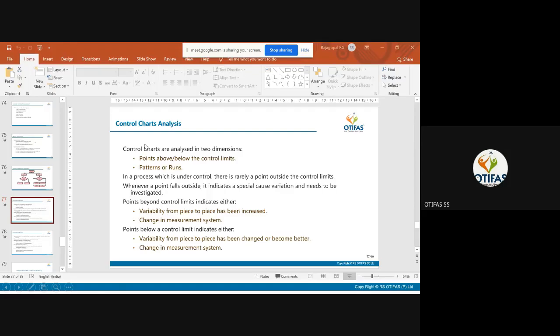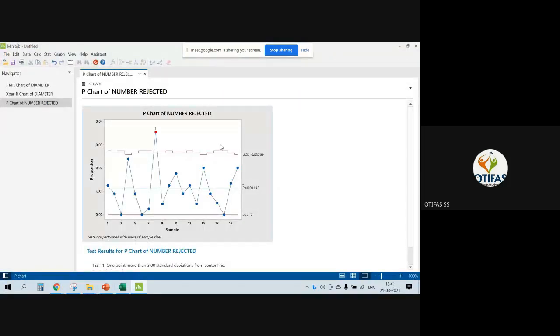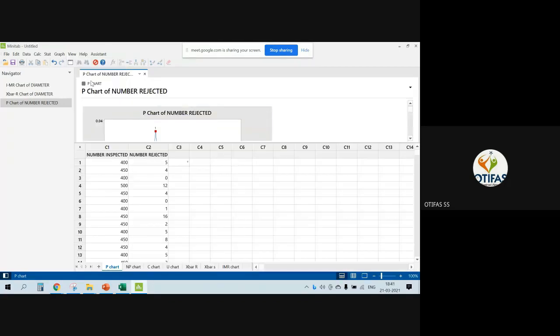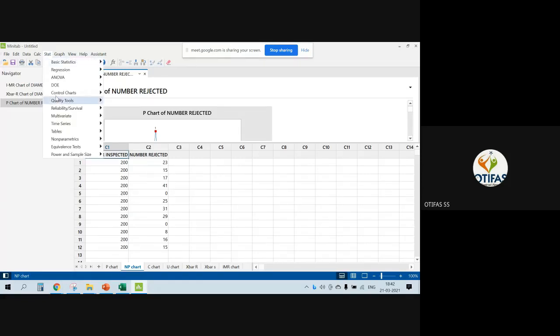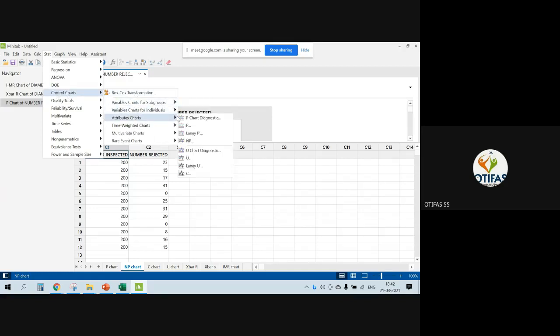So, Minitab. Now let us go to the other chart called NP chart. Where are we using the NP chart? When you have constant samples. See this, you have constant samples. Now you can straightaway go to Stat, Control Charts, Attribute Charts, and then NP.